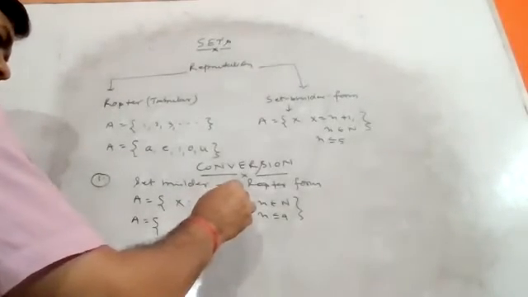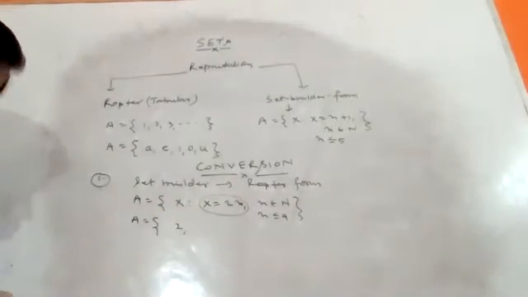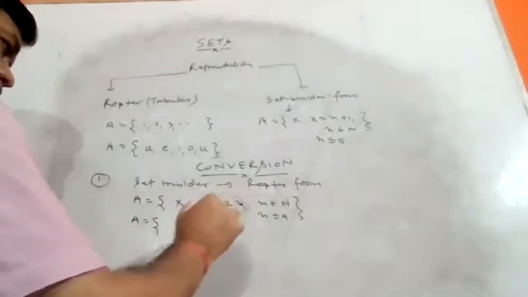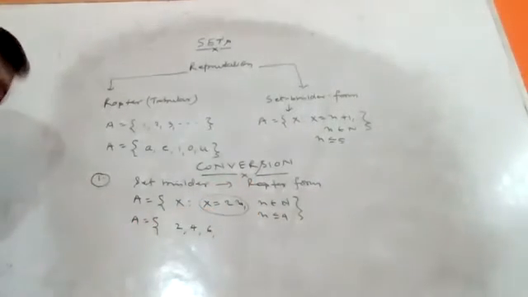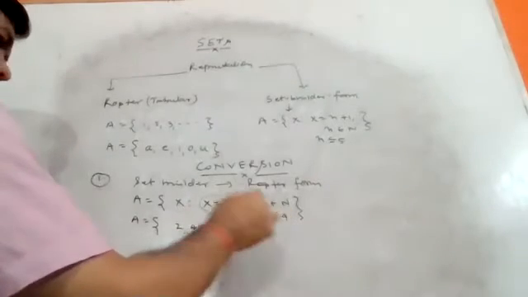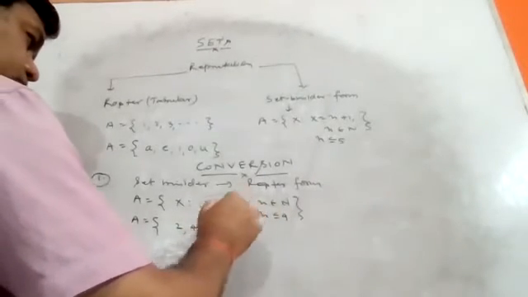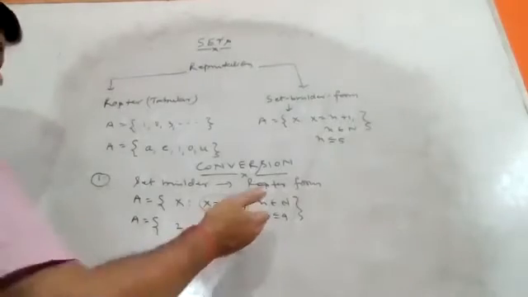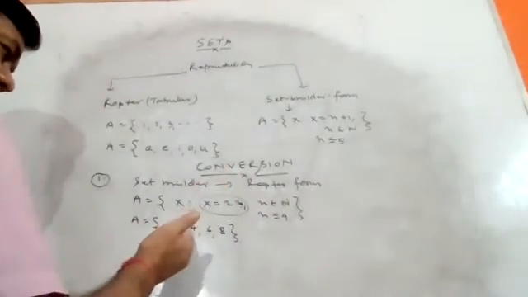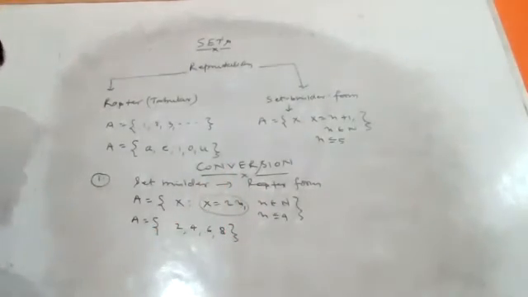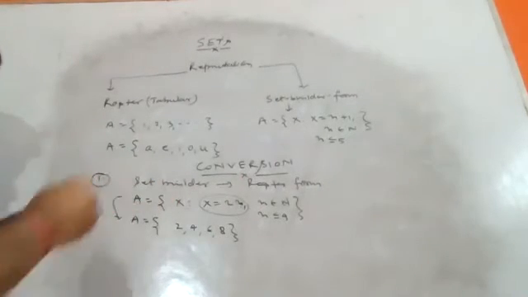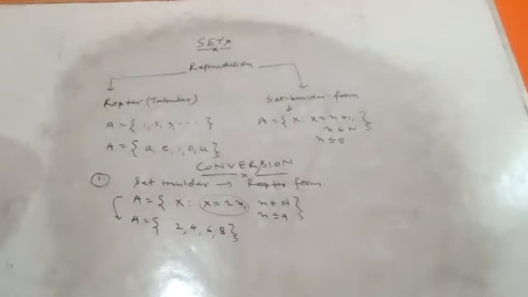If we put the value 1, we get the answer 2. If we put the value 2, the answer is 4. Put 3, the answer is 6. The last step is to put the value 4, and 2 times 4 is 8. One by one we are putting the value of n. From this expression, we get the listing method or roster form. So we have converted set builder form into roster form. This is conversion number 1. I hope this is clear.